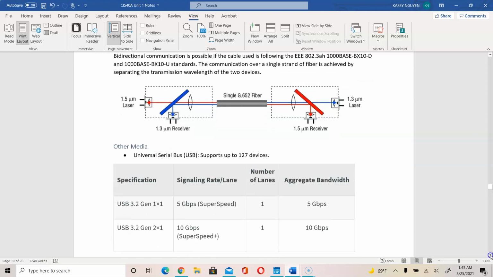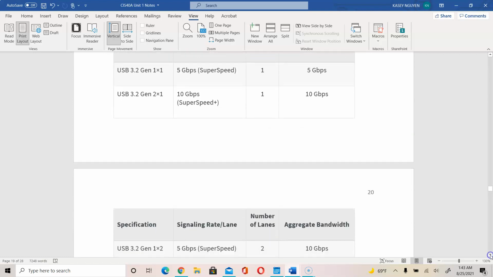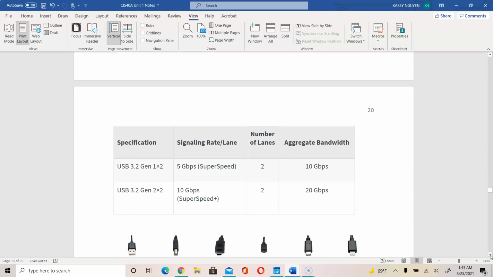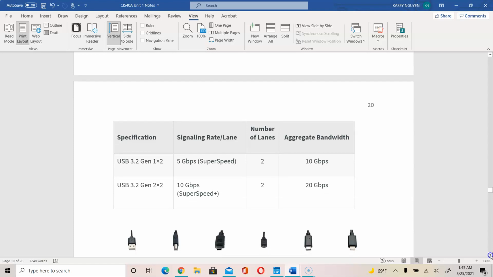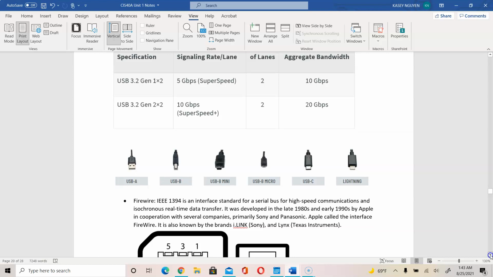And then we have other media. USB is commonly used. There's talk that USB 4 will be coming out. So right now we're at 3.2 with the Gen 2. And then right below that, I included an image for your cables. So there's USB A, B, B mini, micro, C, and Lightning.